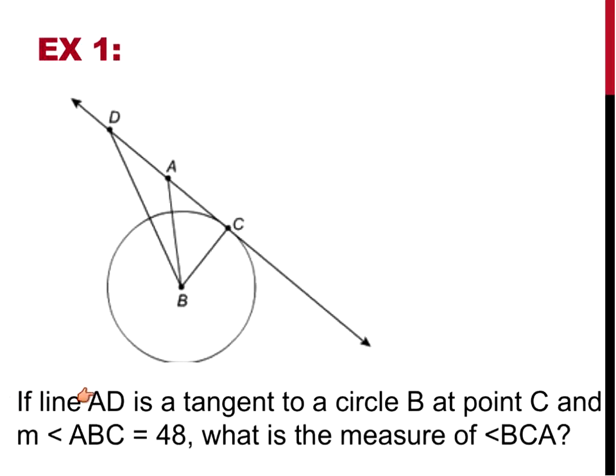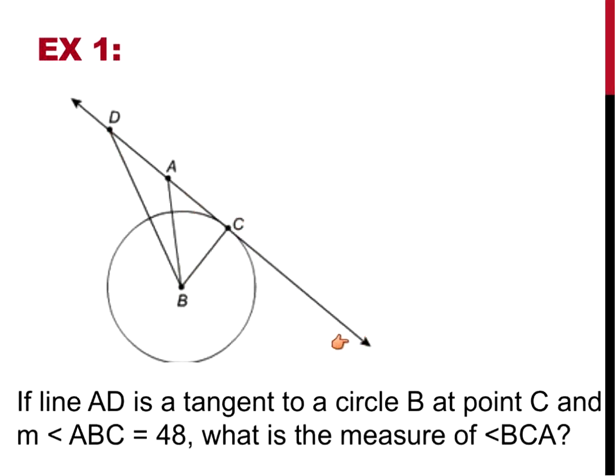So let's look at this again. If line AD, so look at this with me. Here's line AD, and the line keeps going forever and ever. So they're saying this line right here that my finger's on is tangent to the circle B. Anytime we name a circle, they use the center of the circle to name it. That's why they picked B. At point C, so it's tangent at point C.